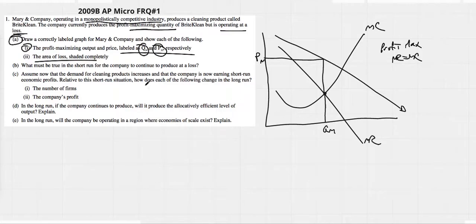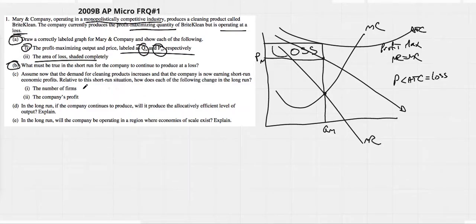Easy enough. They say they're making a loss, so let's just draw in an ATC above the price. When your price is less than your ATC, you have a loss. So we're going to go straight up till we hit that ATC and make a rectangle there, and that's all of our loss right there.